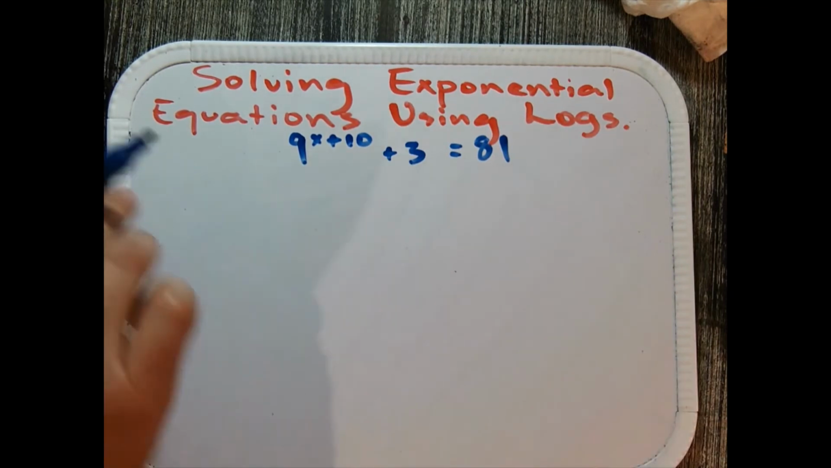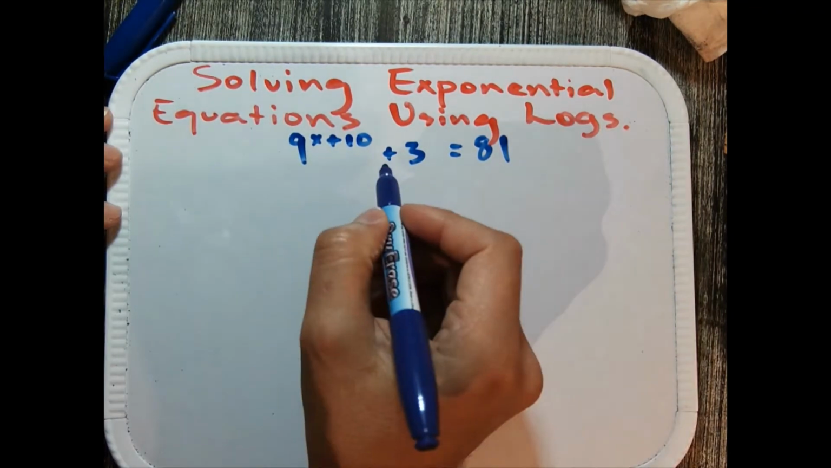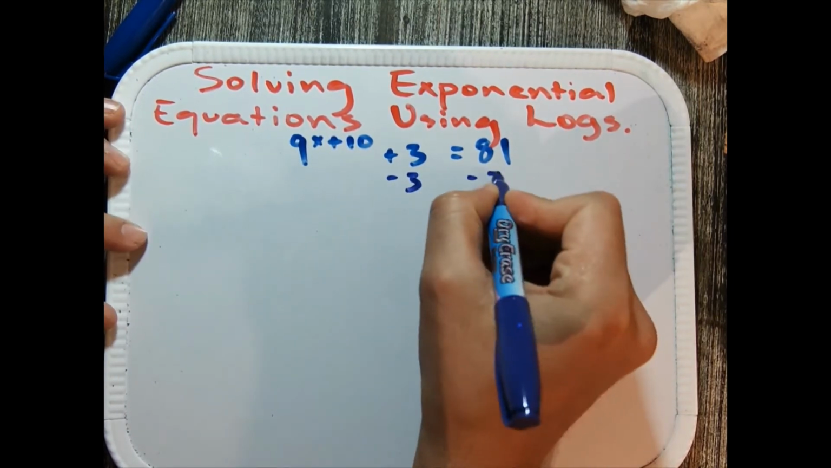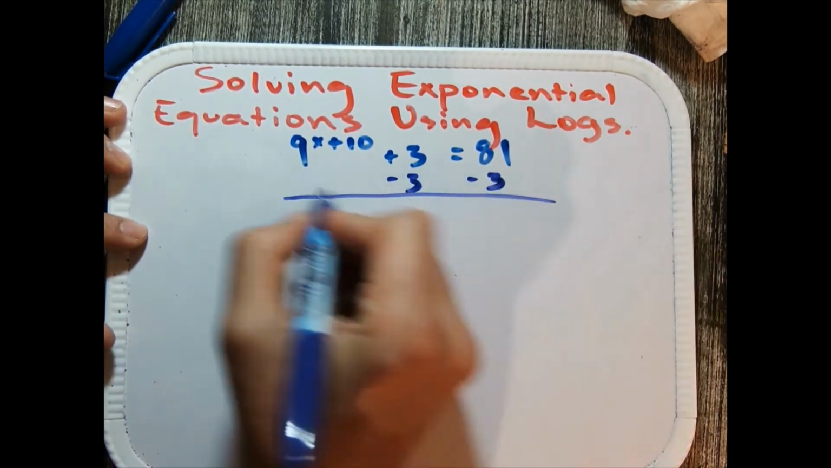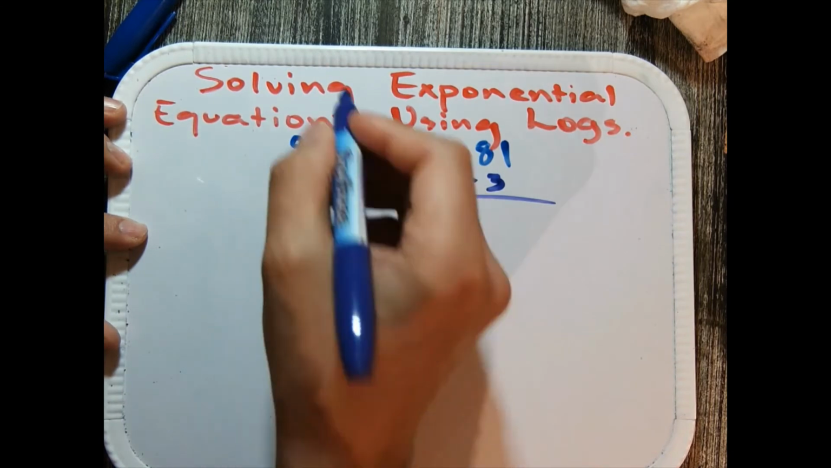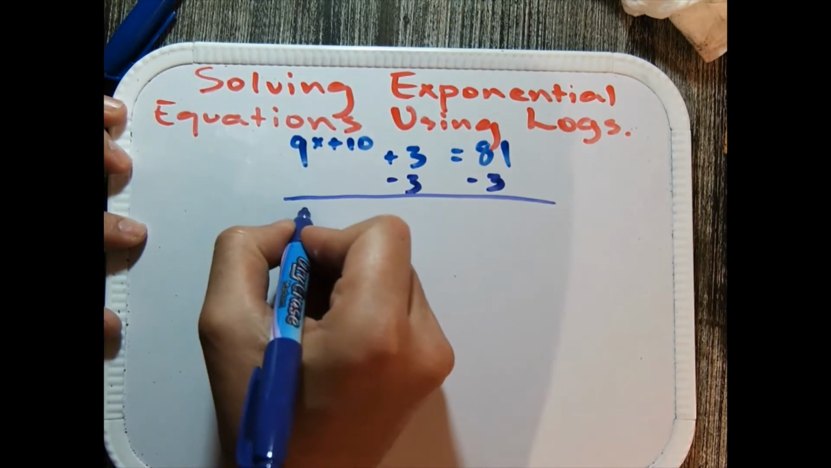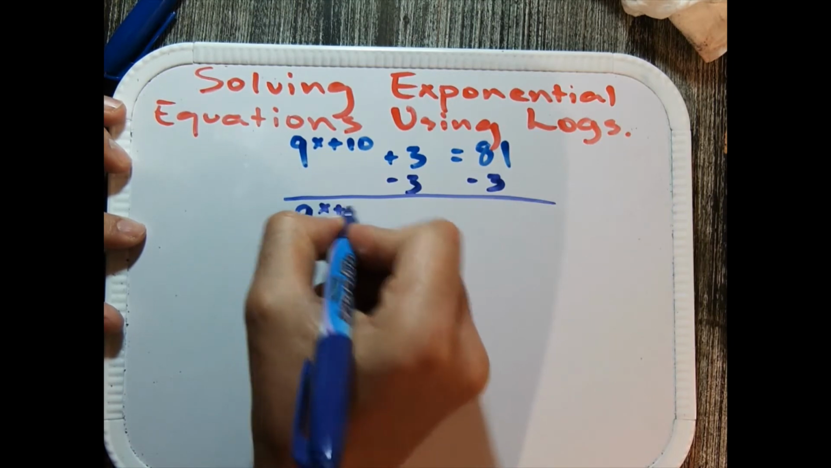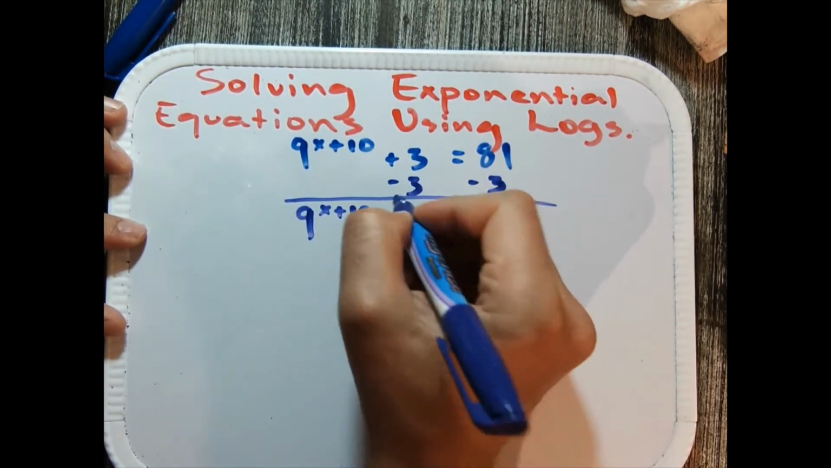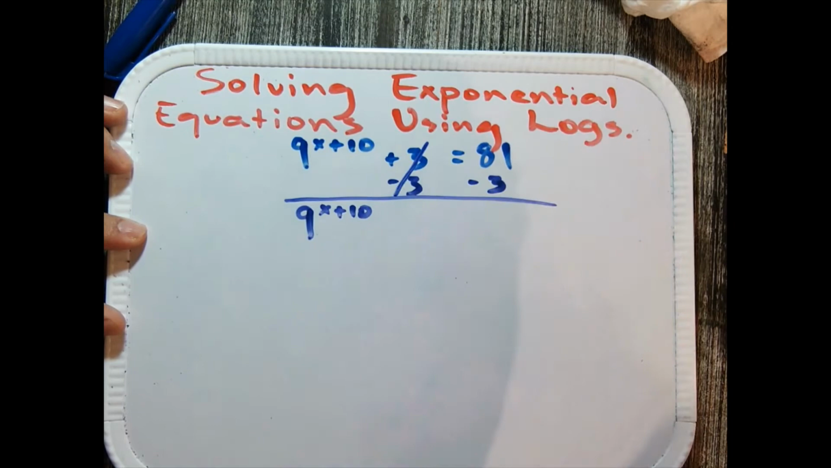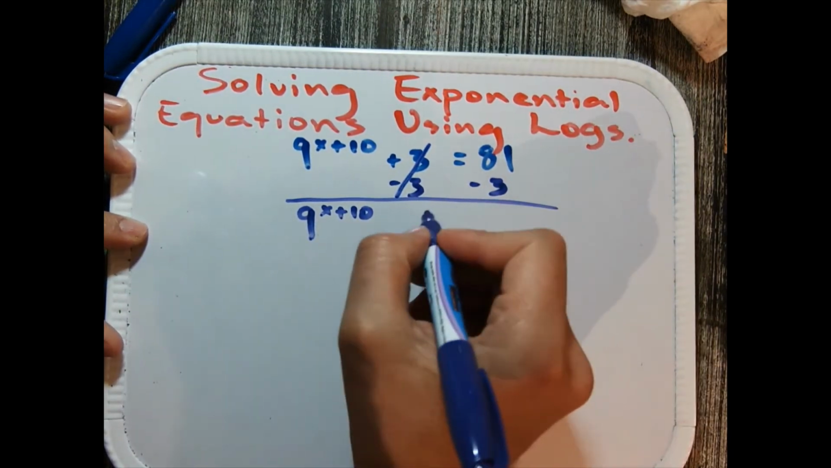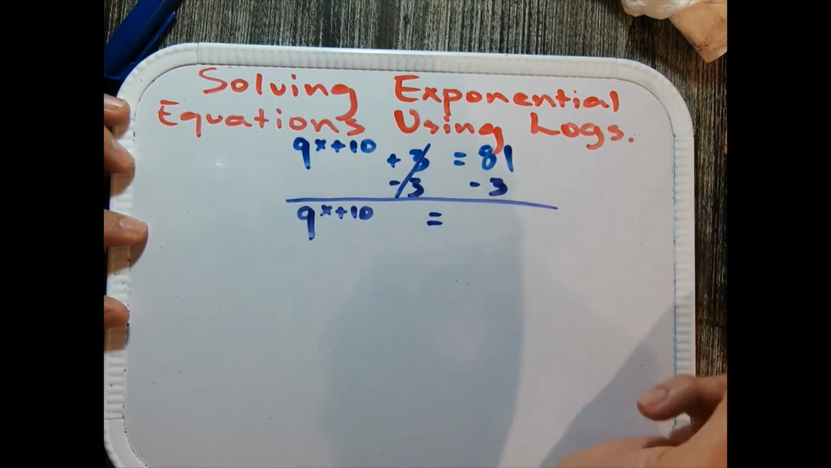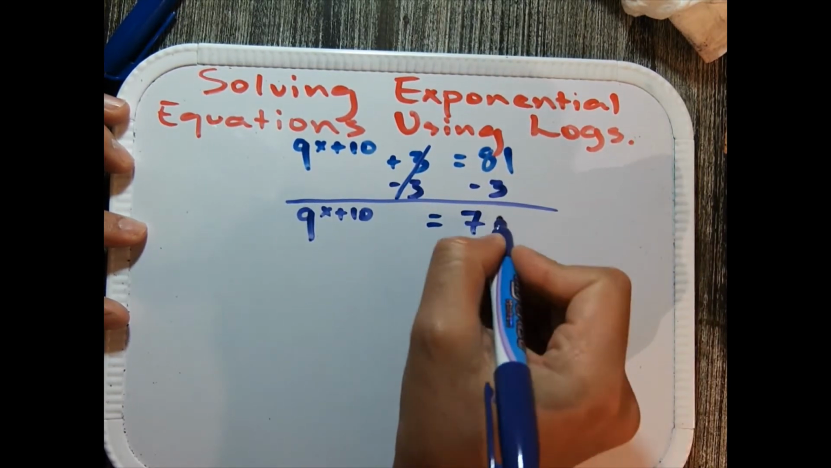All right, so by now, you know the opposite of positive 3 is minus 3 on both sides. So on the right side of the equal sign, what I end up with is 9 raised to the x plus 10, where positive 3 minus 3 cancels, equals 81 minus 3, which we know is 78.